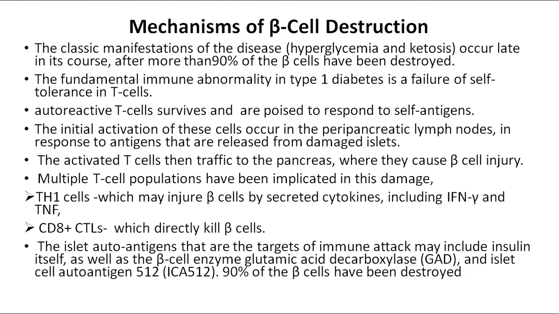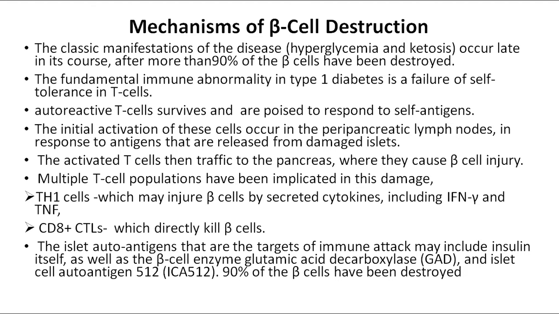Regarding the mechanism of beta cell destruction, the classical manifestations of the disease, hyperglycemia and ketosis, occur late in its course, when more than 90% of the beta cells have been destroyed. The fundamental immune abnormality in type 1 diabetes is a failure of self-tolerance in the T cells. This is one of the mechanisms for autoimmune disease.